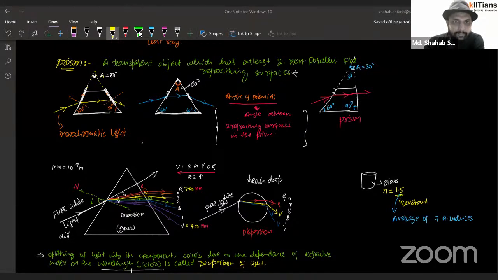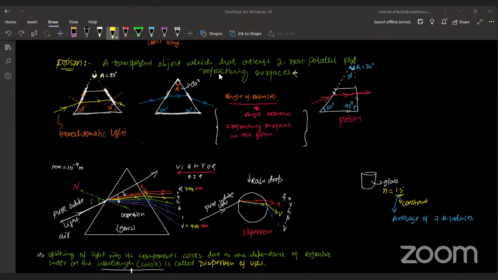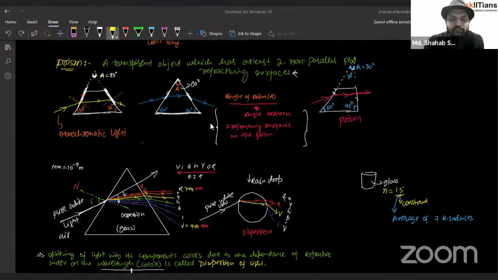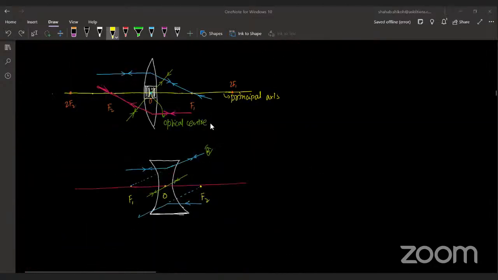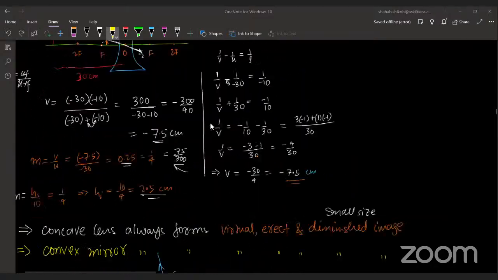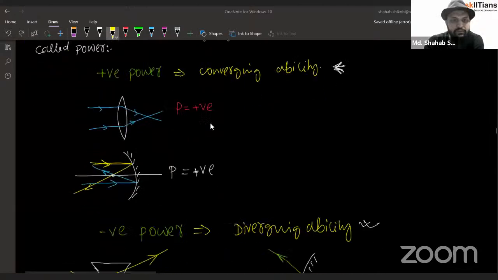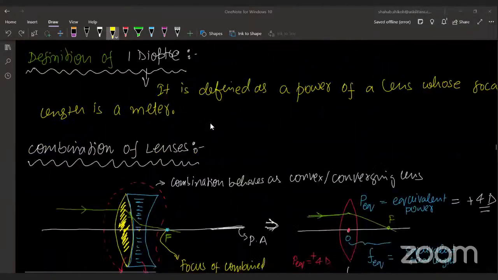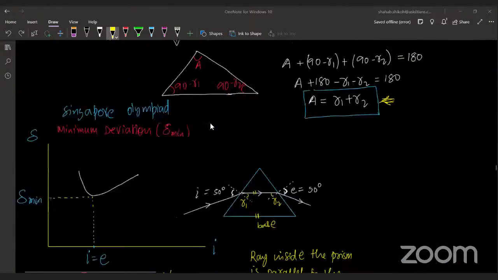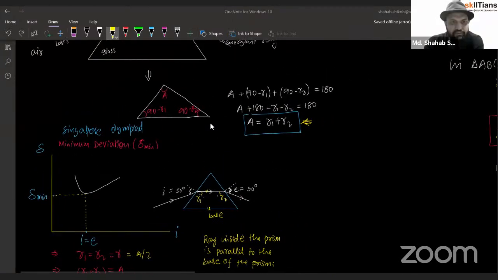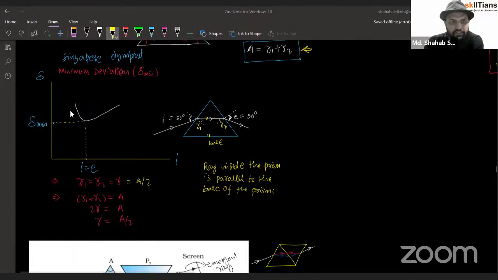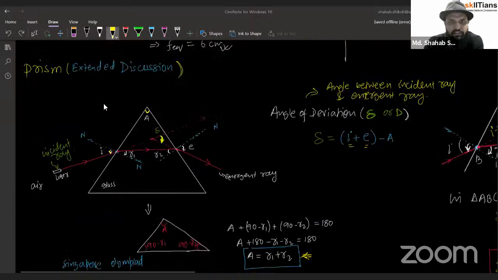Tell me, what's the graph of incidence and deviation in the case of a prism? There's a question like that. I discussed that graph. Let me show you quickly. Prism has been discussed in detail somewhere. This is the graph, guys: the deviation by the prism versus the angle of incidence. I discussed it in detail.